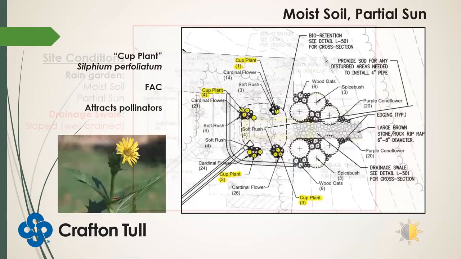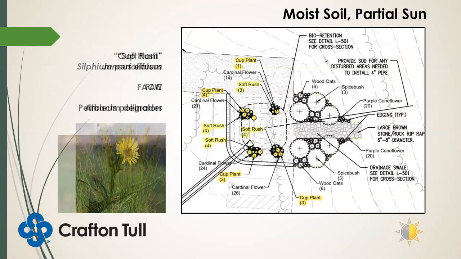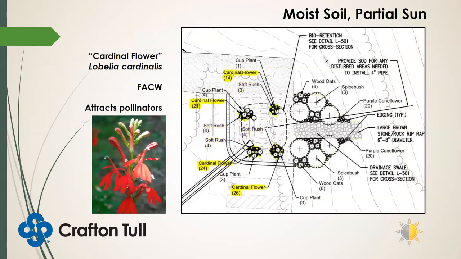So for the rain garden, we chose to specify cut plant, a facultative species. You see it growing a lot in riparian areas around here. It's also another great one for attracting pollinators. Again, soft rush, another great one for degrading petroleum, as a facultative wetland species, so it can handle that moist area. And again, cardinal flower, facultative wetland species.